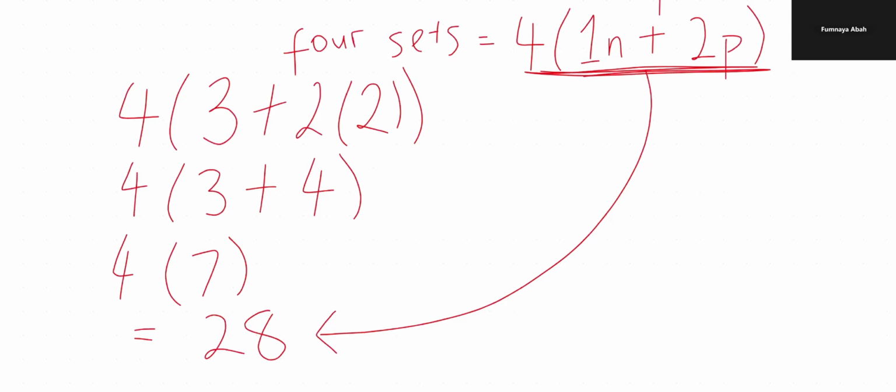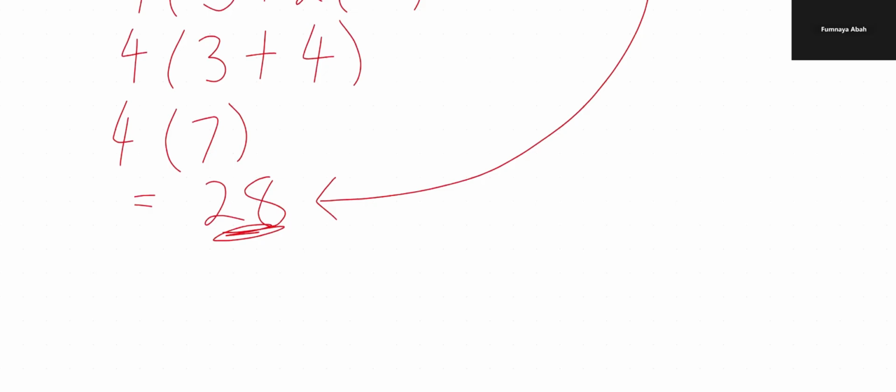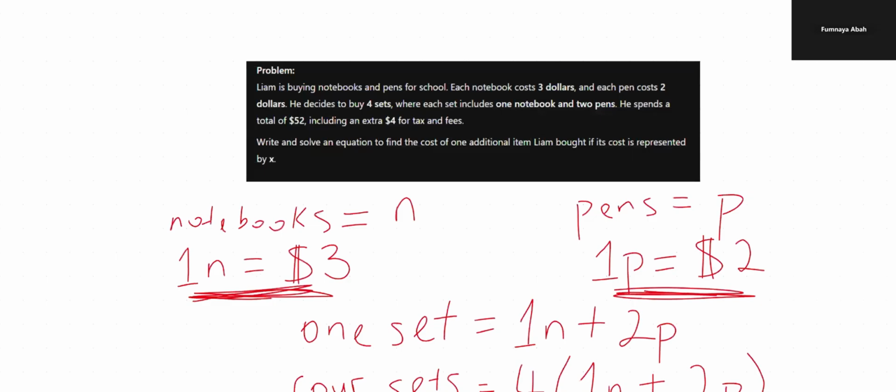But the question says that Liam spent $52 in total. So it means that Liam bought something extra to have spent $52. So Liam spent $28 on 4 sets of notebooks and pens. So let's write that down. He spent $28, I mean. The question also says that he had to pay an extra $4 for tax and fees.